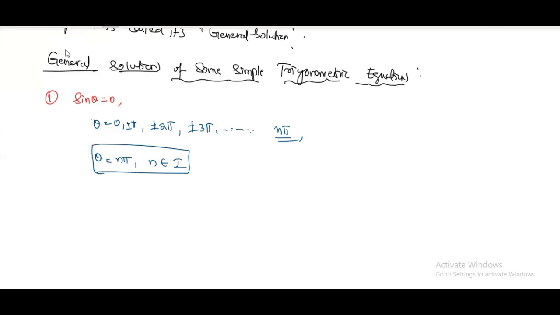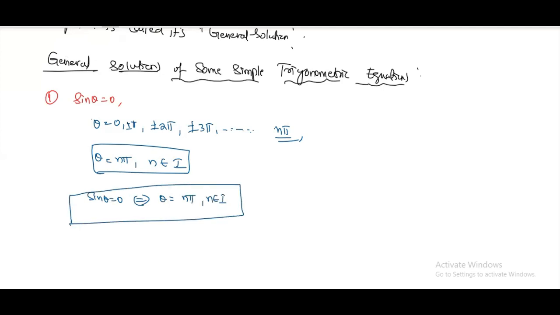So that may be plus or minus values. So the general solution of sine theta is equal to 0: if sine theta is equal to 0, then theta is equal to n pi, where n belongs to integers. So this is the first one.